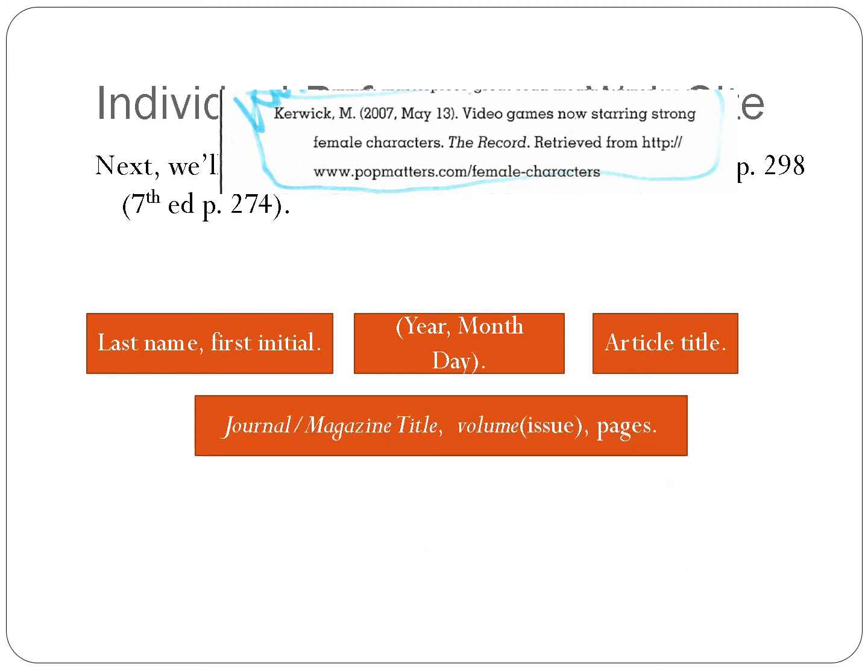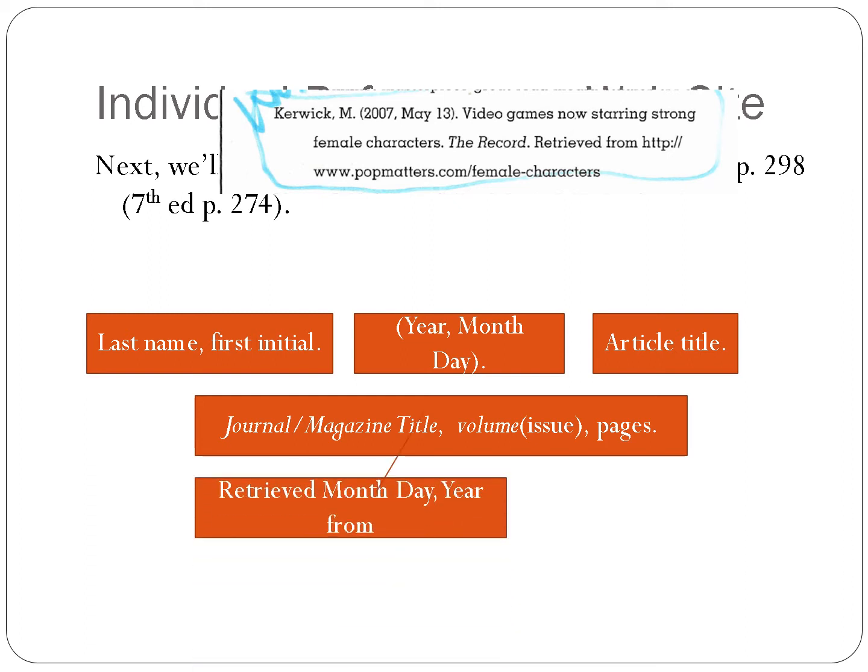And then the name of the journal, newspaper, or magazine title that you pulled it from. You won't have the volume and issue probably, but that's okay. Whatever you have is good there.